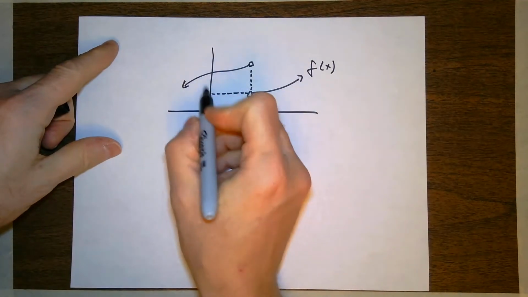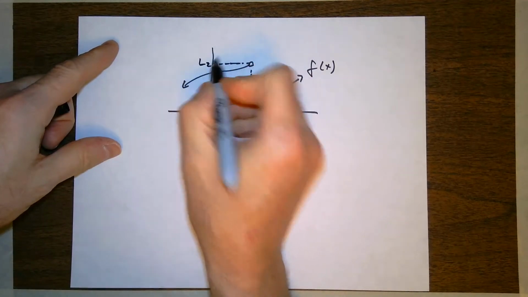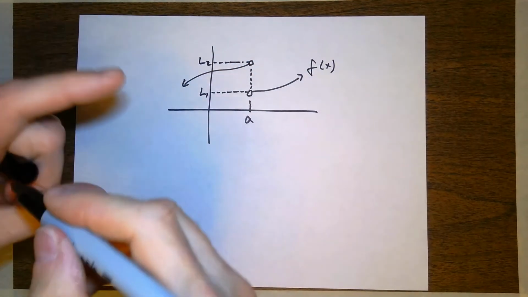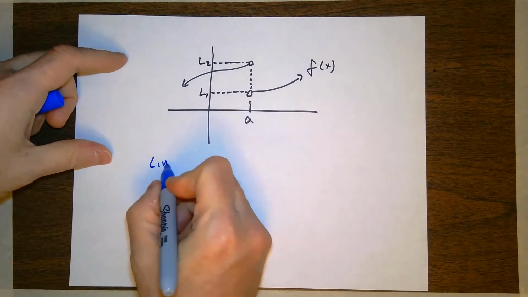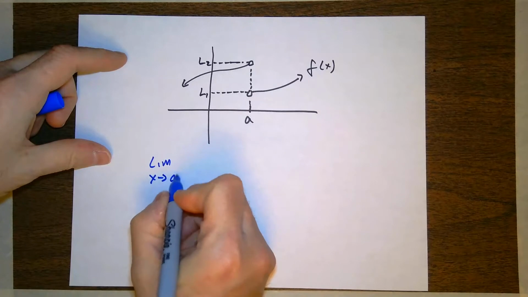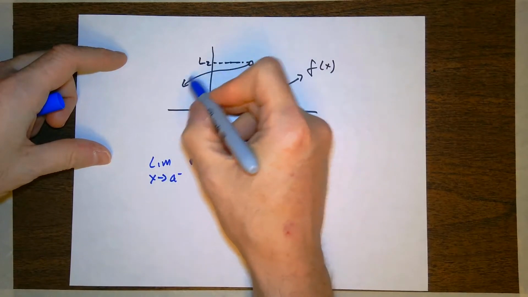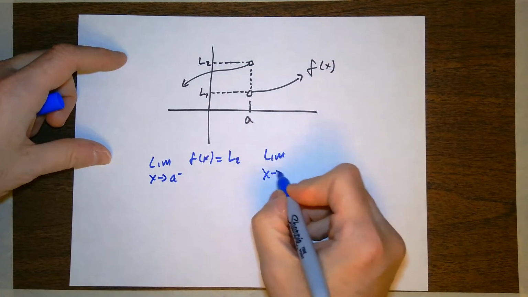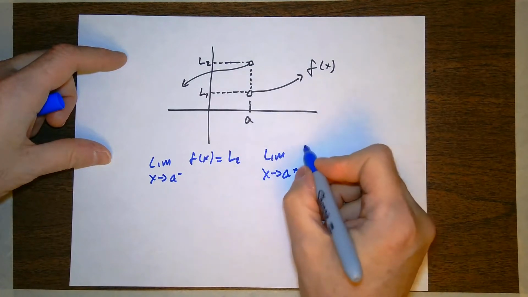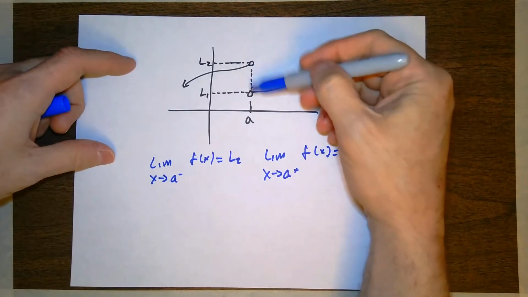For example, I can call this L1 and L2. And I would say that the limit, as I approach from the left, the limit as x approaches a from the negative side of f of x is L2, and the limit as x approaches a from the positive side of f of x is L1. They're approaching two different numbers.